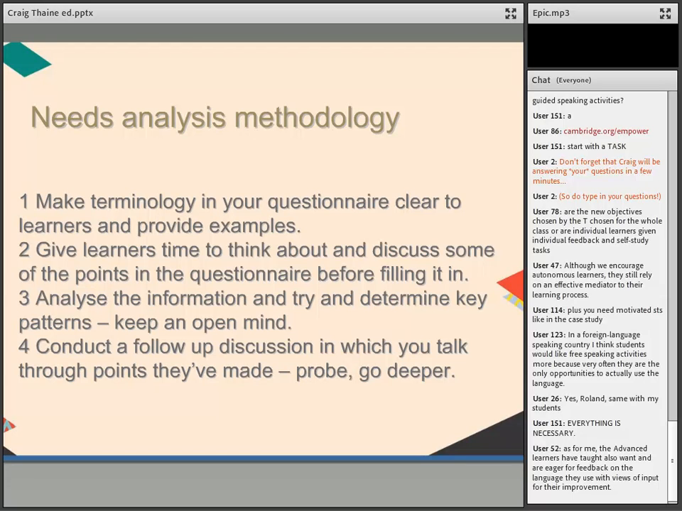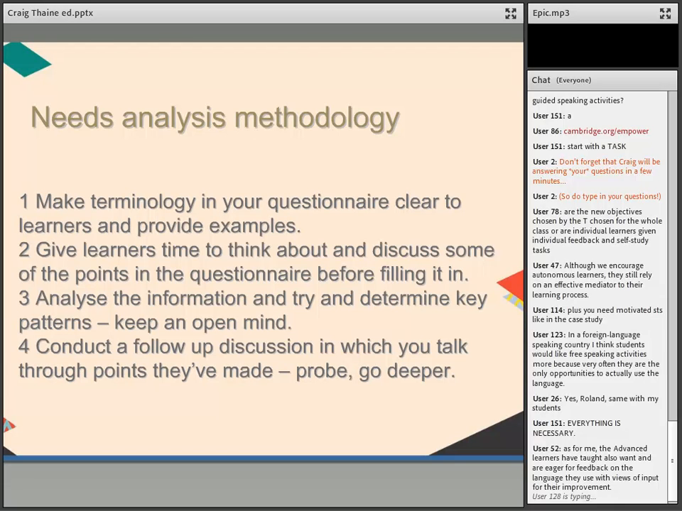Then give learners plenty of time to think about the questions, what information you're getting, and I would also suggest perhaps getting them to discuss some of the points together before they actually fill in the form, so that they've really thought about and teased out their ideas. And the interesting thing is, I think that the teacher who managed the questionnaire when I handed it out, she did that. And although the learners discussed in groups, they didn't all put down the same ideas.